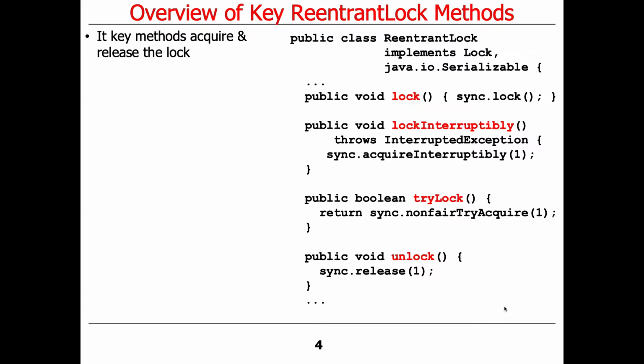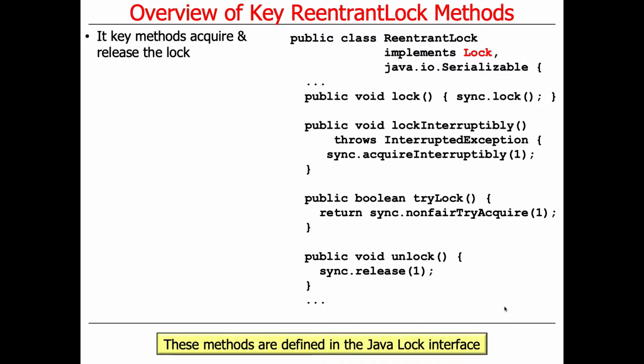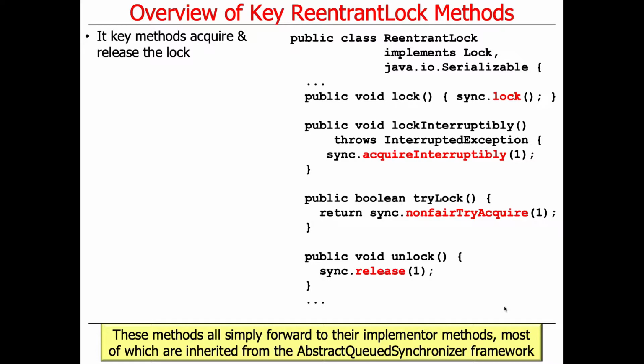It's basically the methods that are implemented by the Lock interface, which are lock and unlock, and a couple of variants of that. These methods, lock, unlock, tryLock and so on, are also used by other synchronizer classes like ReentrantLock and some of the other classes that are part of Java's synchronizer locking framework or package. These methods all pretty much just forward on to the underlying methods that are inherited from the abstract queued synchronizer framework.